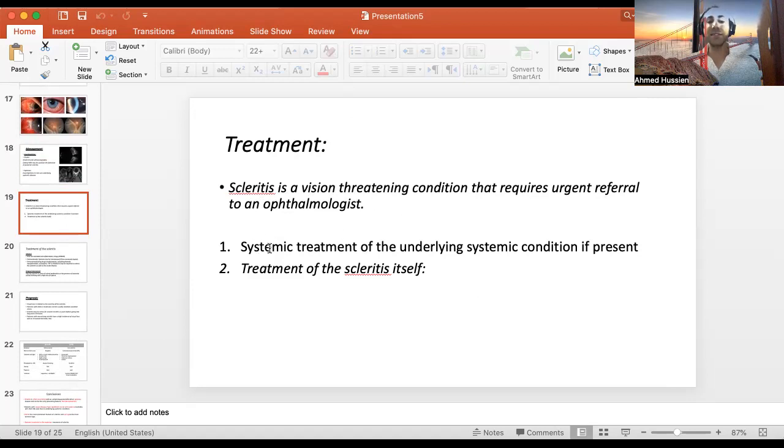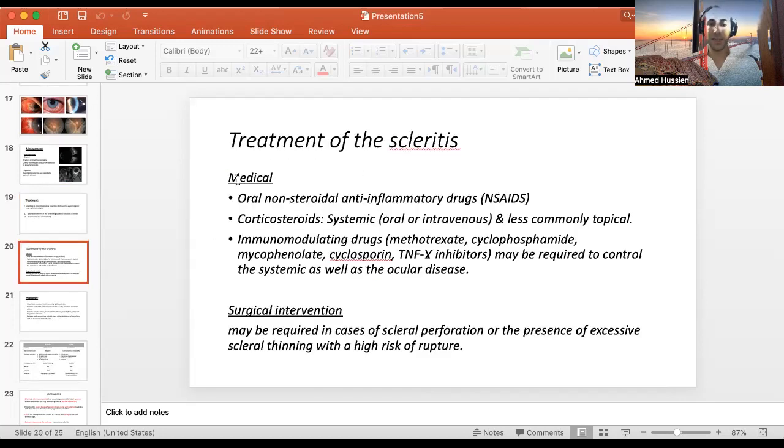The treatment is mainly systemic treatment for the underlying systemic condition if present, and also systemic treatment for the scleritis. So what is the treatment of the scleritis itself? Medical, it's mainly systemic. Oral non-steroidal anti-inflammatory drugs, oral steroid or IV steroid, but less commonly topical, because topical steroids should be used with caution, especially in necrotizing scleritis, because they can lead to acceleration of the tissue necrosis. Also, immunomodulatory drugs like methotrexate, cyclophosphamide, and so on. And this may be required to control the systemic as well as the ocular disease.